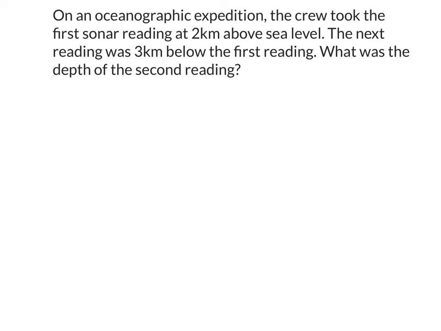Here's the first example. On an oceanographic expedition, the crew took the first sonar reading at 2 kilometers above sea level. The next reading was 3 kilometers below the first reading. What was the depth of the second reading? So for that, we would need to write an algebraic expression. So we would put 2, I'm going to put a little positive, plus, and then it would be a -3 because that was down below the first reading, would give us n, which is the number of the reading.